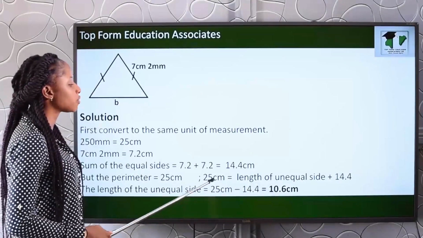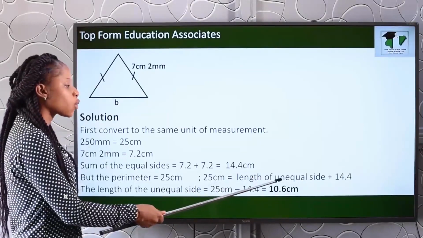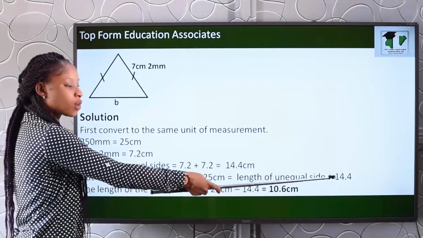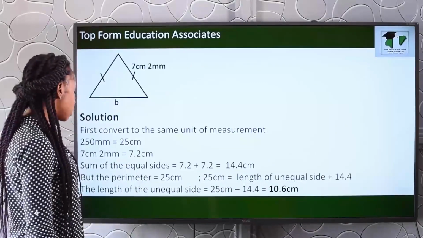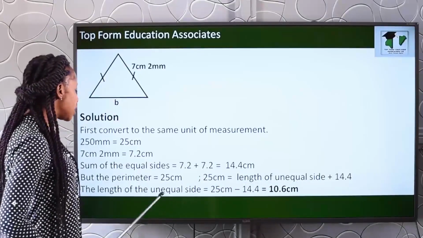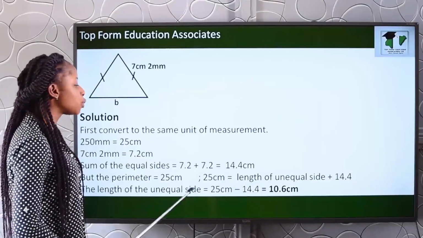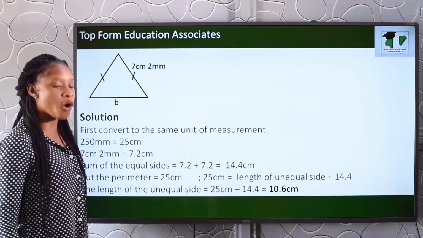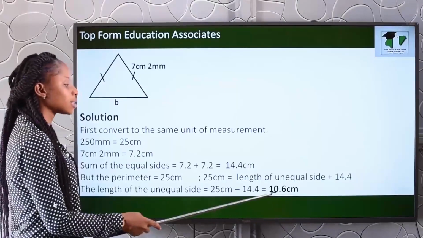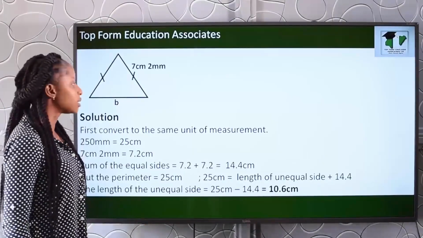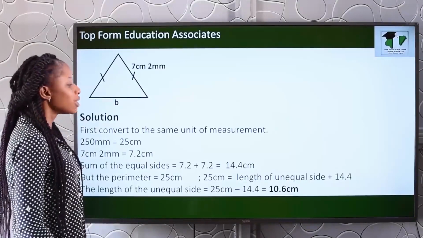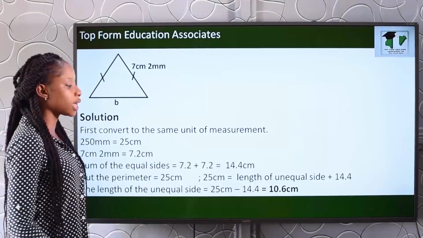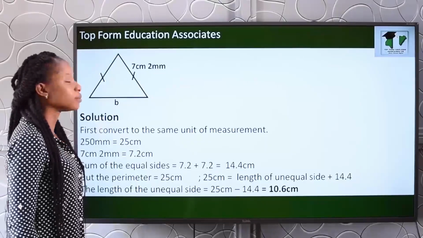So it's going to be 25 centimeters equals the length of the unequal side plus the sum of the equal sides, which is 14.4 centimeters. So very easily, the length of the unequal side will be 25 centimeters minus 14.4 centimeters to give us our answer as 10.6 centimeters. Therefore, the length of the unequal side of this isosceles triangle is 10.6 centimeters.